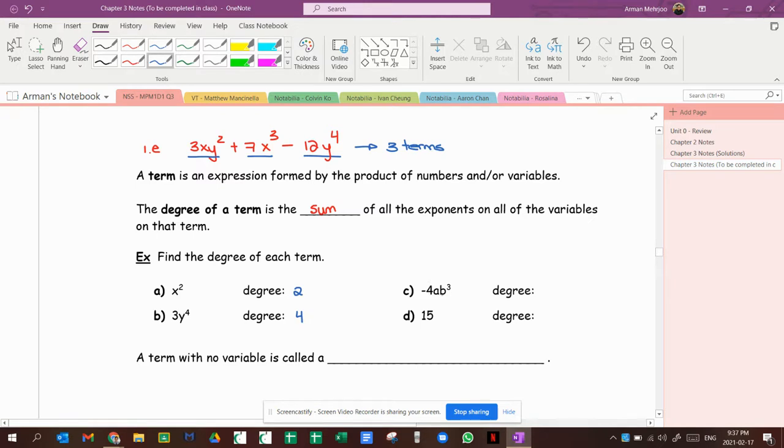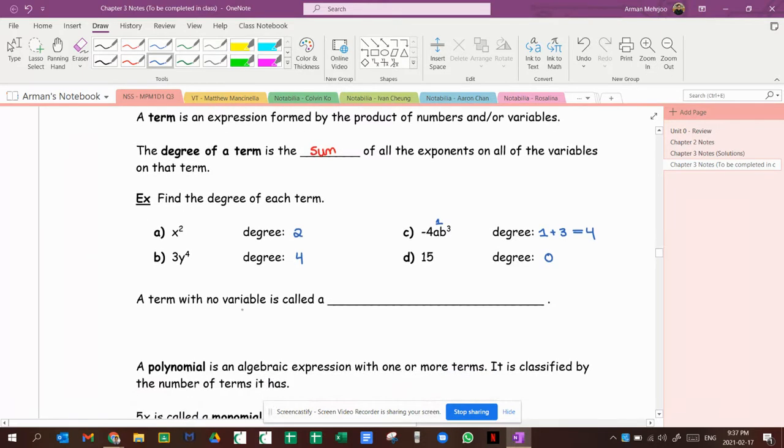Now, remember, for the degree of my term, if I have more than one variable, I have to add up the exponents on those variables. So I look at the a, I don't see an exponent. That means the exponent is 1. My degree for this term is going to be 1 plus 3, or it's going to be 4. The degree on this term over here is 0 because I don't have a variable. So, interestingly enough, a term with no variable is called a constant.